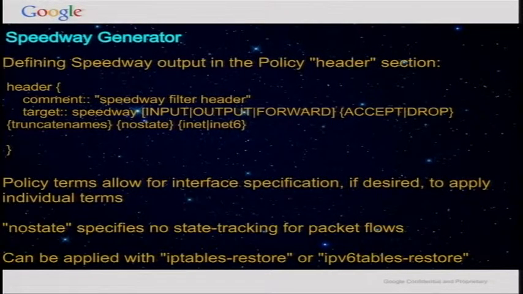And in that, you just say header, target, Speedway, what you want to hit, your input, your output, your forward, and whether your default policy should be accept or drop. You can also specify truncate names, because it turns out I found a little bug in IPtables.